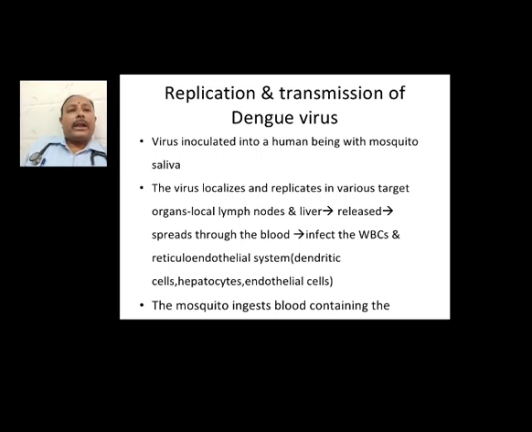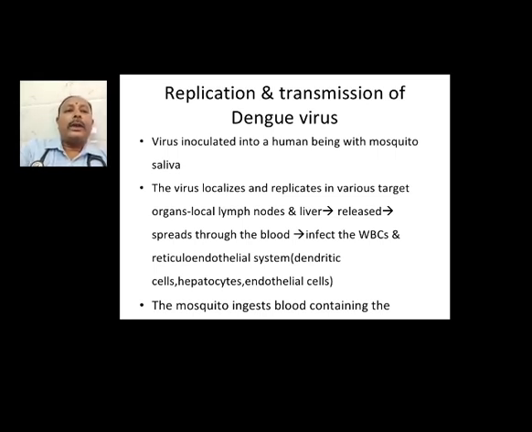Now, replication and transmission of dengue virus. When the mosquito bites, the virus is inoculated into a human being with mosquito saliva. That is, the virus is in the saliva of the mosquito. The virus localizes and replicates in various target organs, local lymph nodes and liver, and is released and spreads through the blood, infecting the WBC and reticuloendothelial system, that is dendritic cells, hepatocytes and endothelial cells.